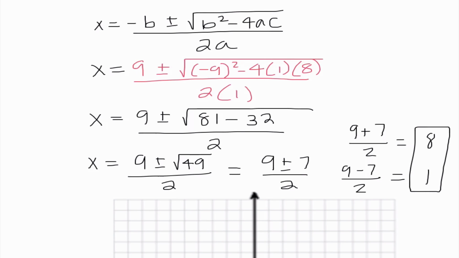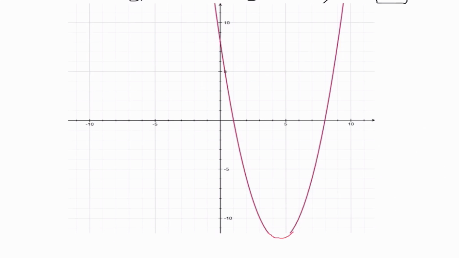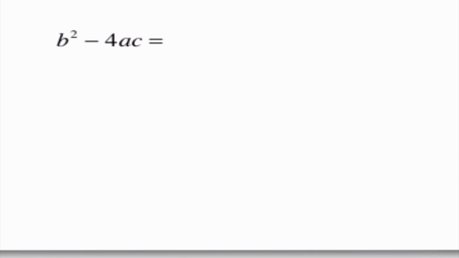I know that these two values are going to show up on our graph, and I'm going to quickly sketch this graph for us. So here's a picture of this graph, and I just want to point out that it does cross the x-axis at 1 and at 8. That confirms that we did get the correct x values when we were solving for when y was equal to 0. The final thing we need to do is find the value of the discriminant, b squared minus 4ac.